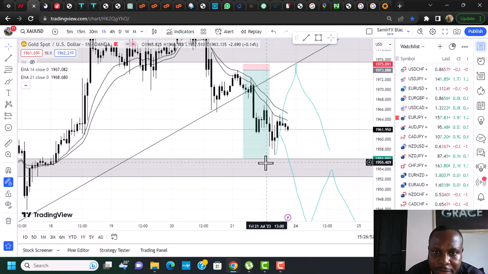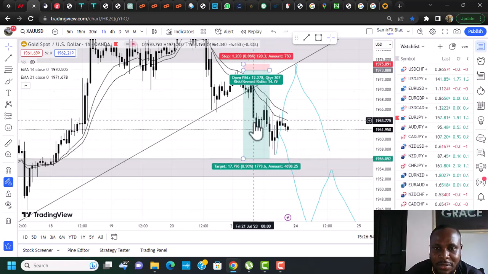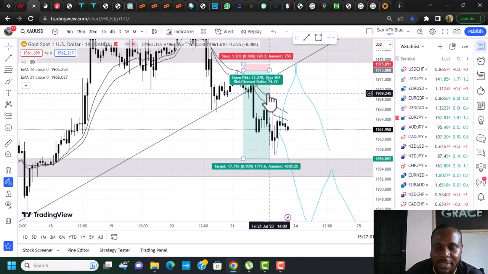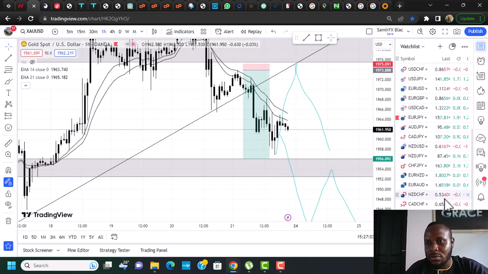So you will not wait for the market to slam your take profit. You actually trail it down. So as you're entering profit, you can move your stop loss to the next key level and then continue.